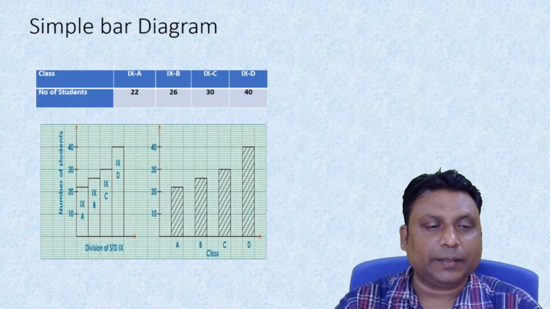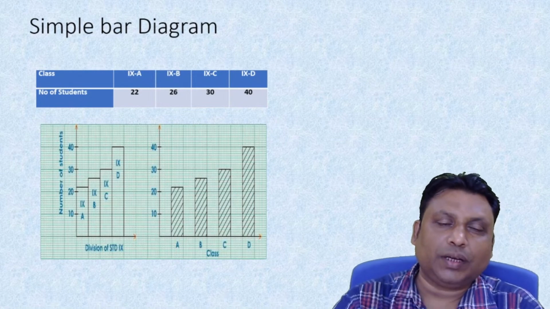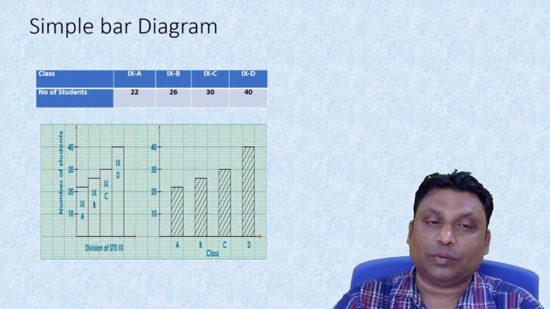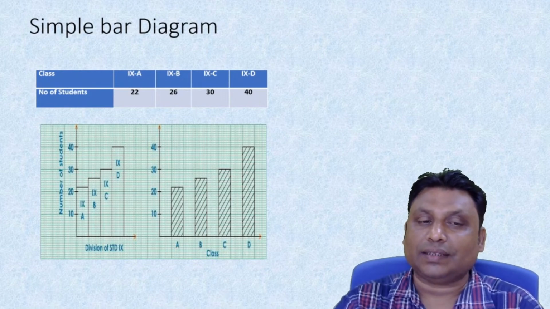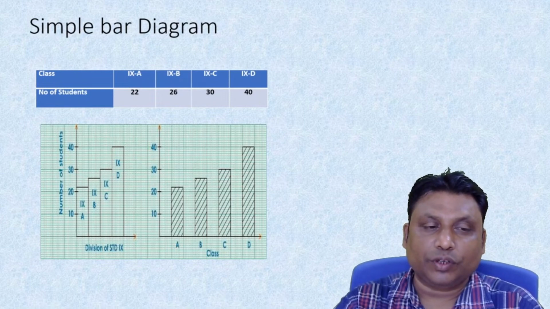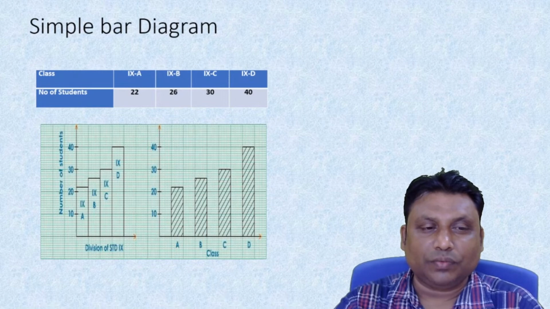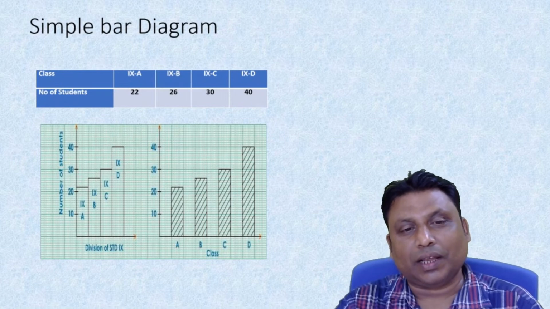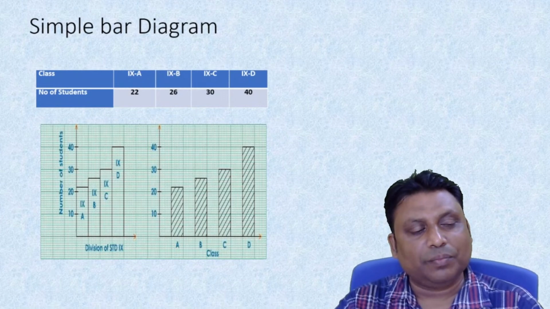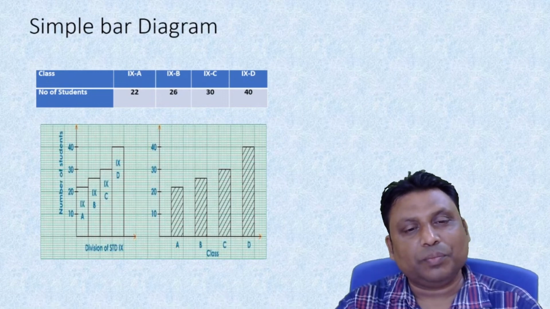In the first graph you can see section A, section B, section C on the x-axis, and the y-axis values are 22, 26, 30 and 40. These depend on the classes. Similarly, class A's value is 22, class B's value is 26, class C's value is 30, class D's value is 40. So the first figure is one type of bar diagram and the second is another type. You can do either, no problem. This type of diagram is called the simple bar diagram.